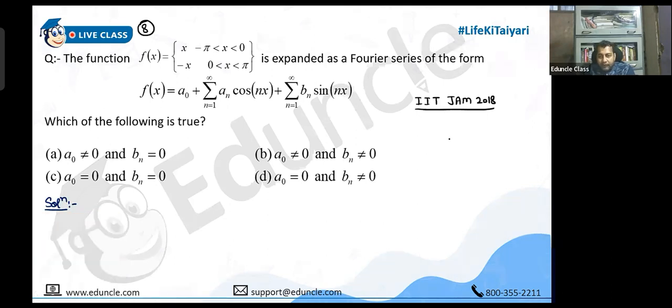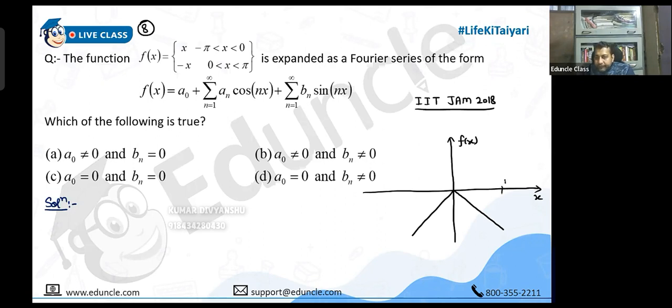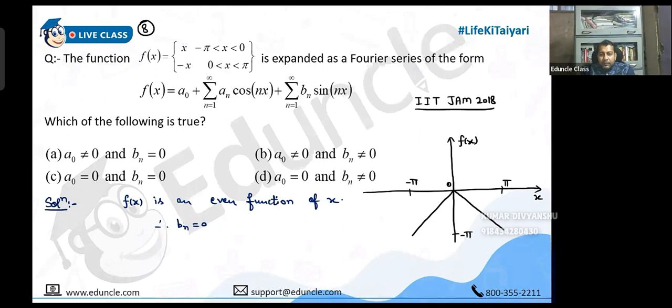Let us try to plot the graph of the function first. This is the graph from minus pi to pi. For an even function, bn is 0, not an. Therefore, bn is clearly 0. So these two options are wrong. So now the only confusion is between A and C.